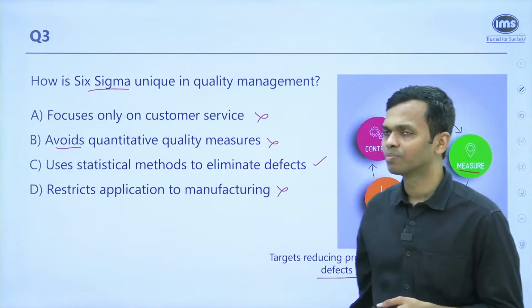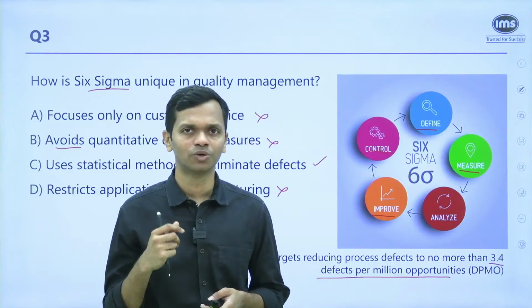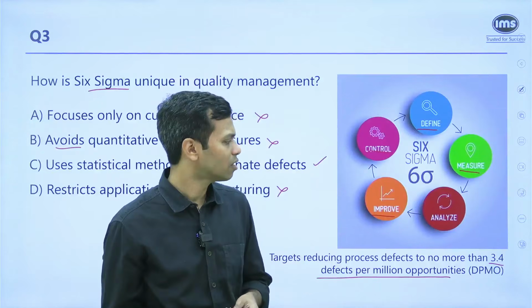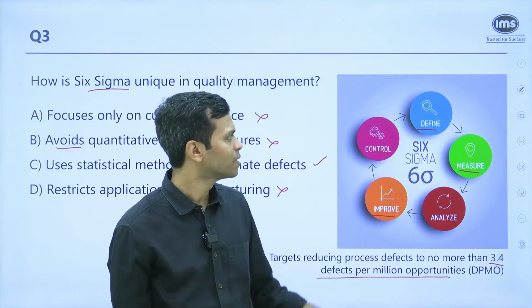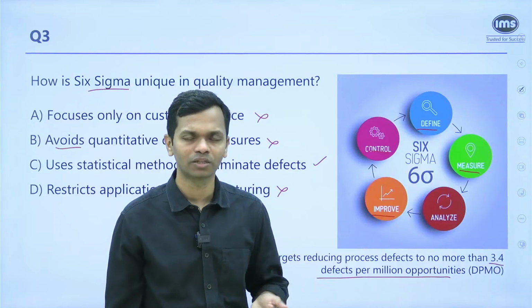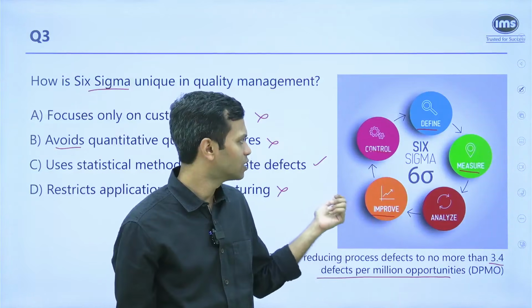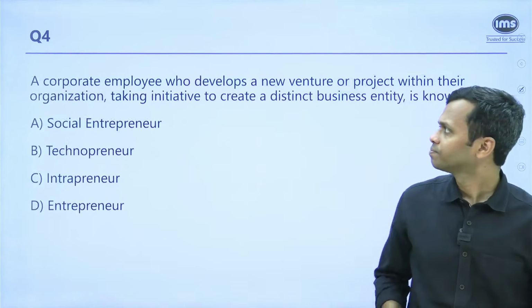So you have to just remember two things. Six Sigma is a methodology to reduce the number of defects, and how many defects? 3.4 defects per million, that's the permissible figure, and the methodology is the DMAIC cycle: define, measure, analyze, improve, and control. Okay, let's move on to the next one.